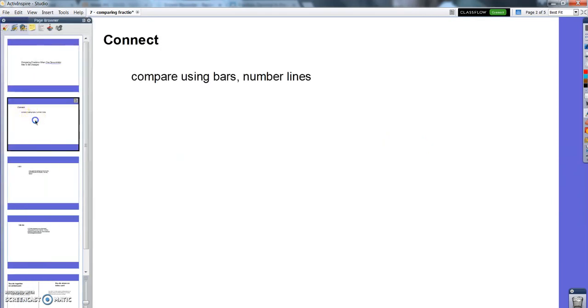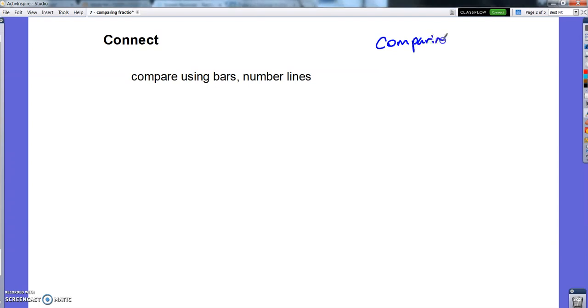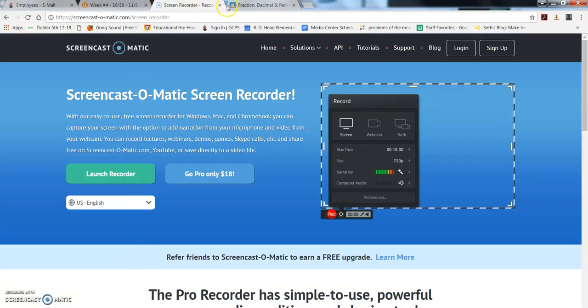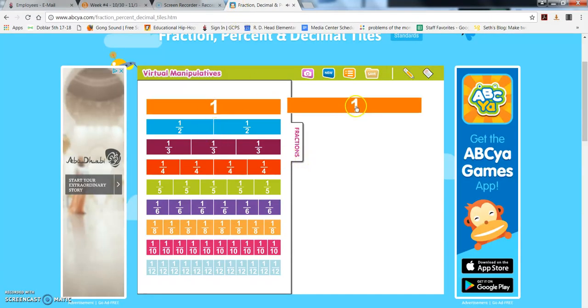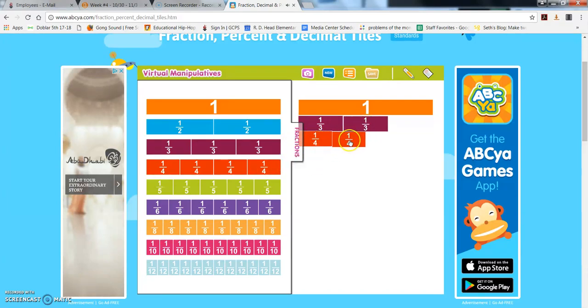So speaking of, remember comparing fractions, we started that the other day. That means we're looking at fractions to see which ones are greater than, less than, or equal to each other. One easy way we did that was with fraction bars. If I want to compare 2/3 to 3/4, I can build it with the bars and see which one's longer.